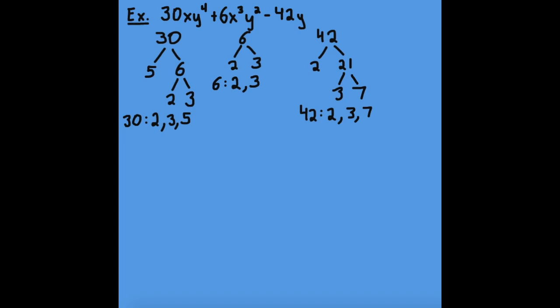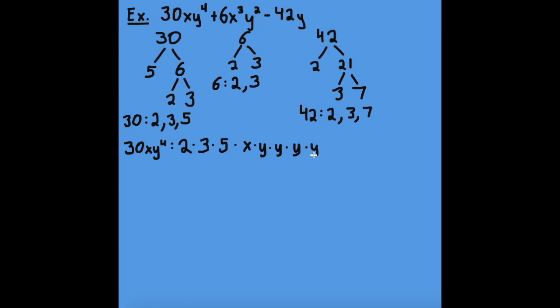Now, we have to separate 30x times y to the fourth, 6x cubed y squared, and negative 42y into the factors that make them up and the variables they have. Since the prime factors of 30 are 2, 3, and 5, 30x y to the fourth can be broken down into 2 times 3 times 5 times x times y times y times y times y.